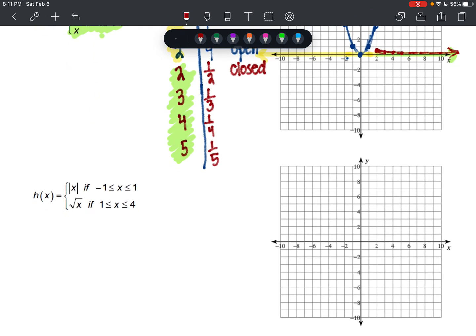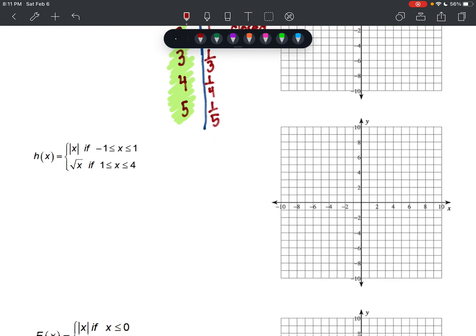Okay, let's try another. This one says h of x equals the absolute value of x if x is between -1 and 1. So I'll use blue, -1 to 1 on the x-axis. And then I'm going to use orange to do the second piece, the square root of x if x is between 1 and 4.